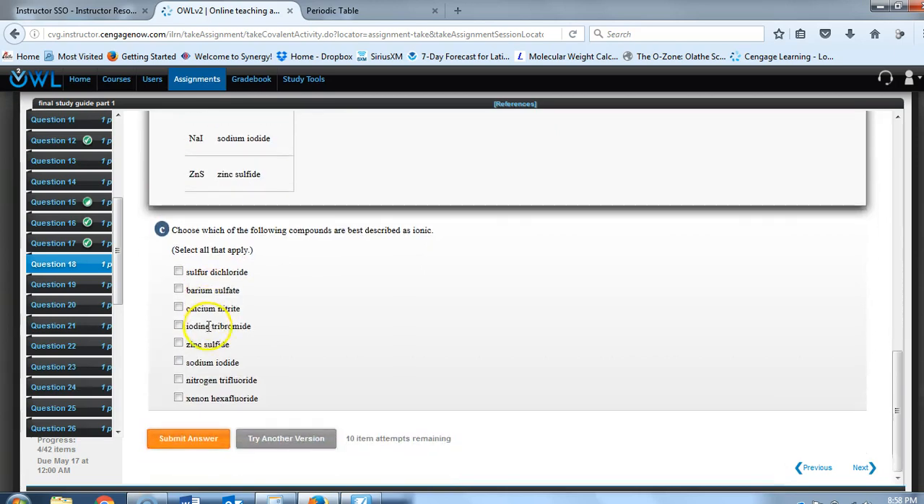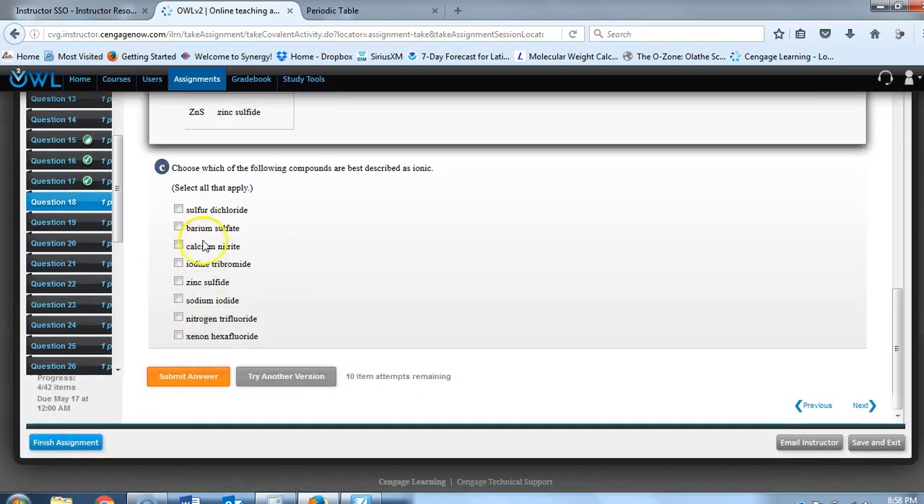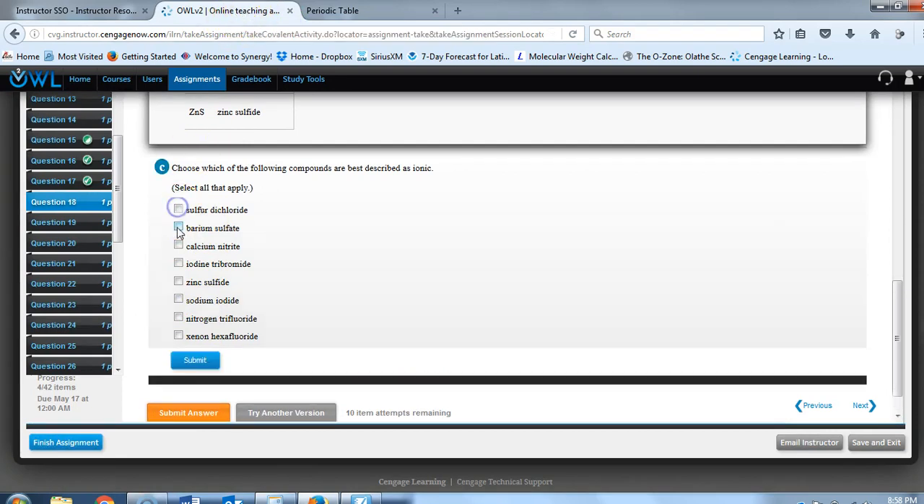Okay. Last one. Choose which of the following compounds are best described as ionic. Ionic is going to be a metal and a non-metal. Sulfur dichloride, no. Barium sulfate, yes. Barium plus a non-metal sulfate is made of non-metals. Calcium nitrate, yes. Iodine tribromide, no. Zinc sulfide, yes. Sodium iodide, yes. Nitrogen trifluoride, no. Xenon hexafluoride, no.